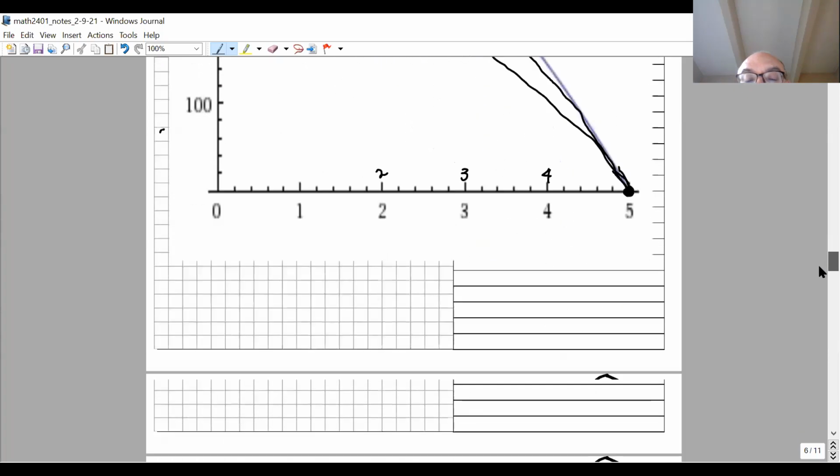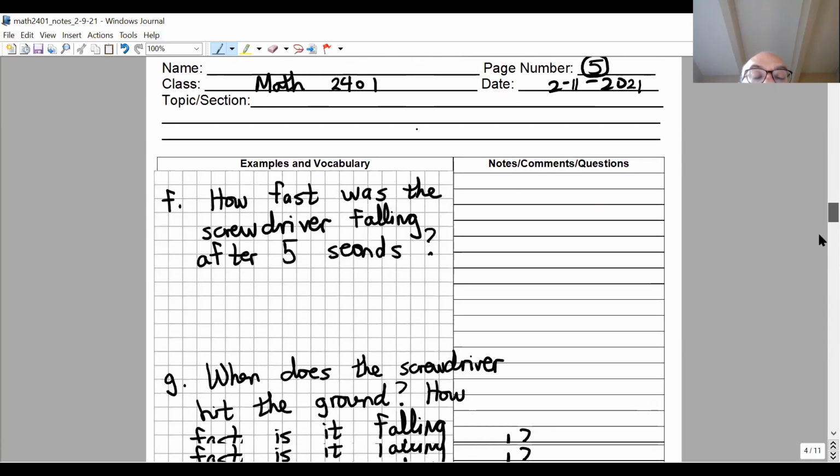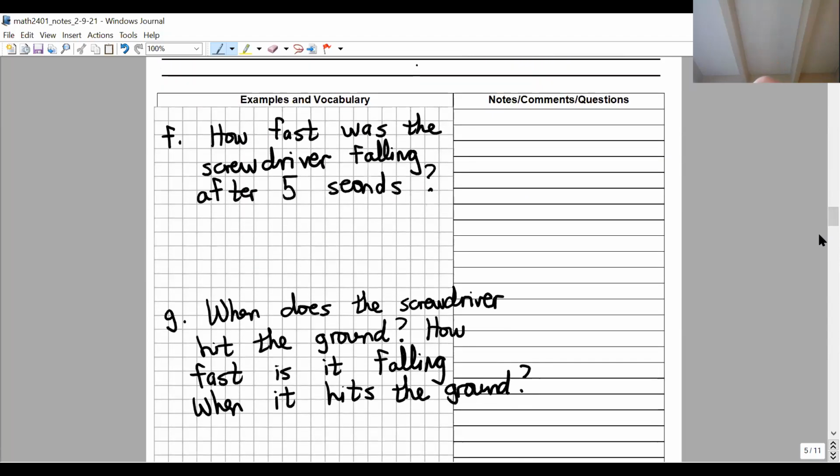All right, so enough of me talking there. Let's go back and actually do this problem that I mentioned. I want to know how fast the screwdriver was falling after 5 seconds. That's when the screwdriver hits the ground. So when we answer the question here in F, we're also going to be answering the question in G, because it takes 5 seconds for the screwdriver to hit the ground. You know that because before, we calculated F of 5 and it turned out to be 0. That means after 5 seconds the height of the screwdriver is 0. In other words, it hits the ground after 5 seconds.